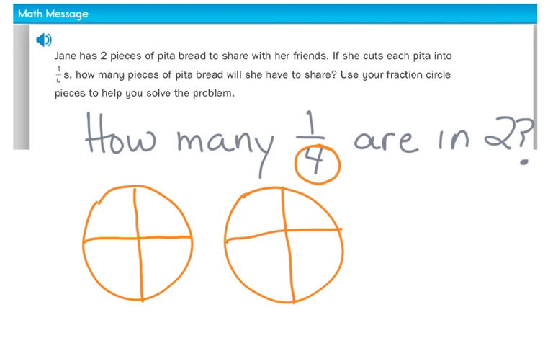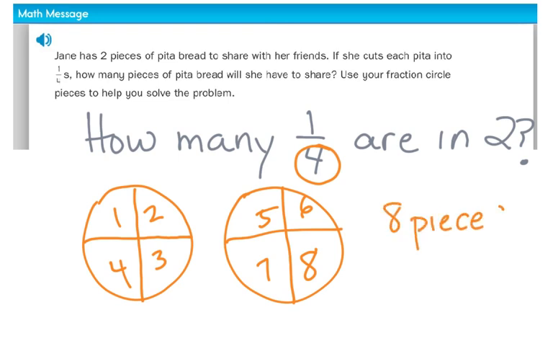Now, how many 1/4 are in 2 whole pitas? 1, 2, 3, 4, 5, 6, 7, 8. She will have 8 pieces to share. Remember, those are 8 1/4 pieces.